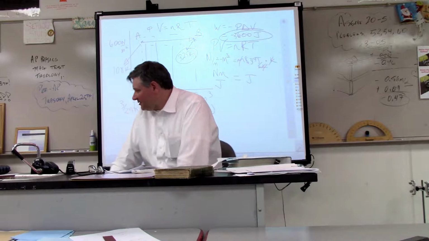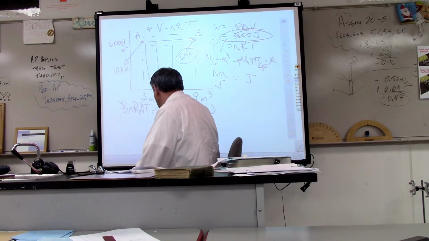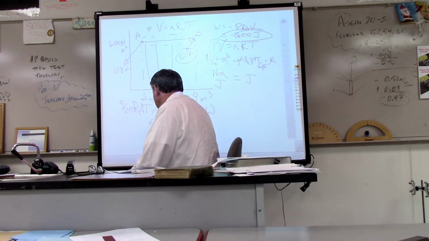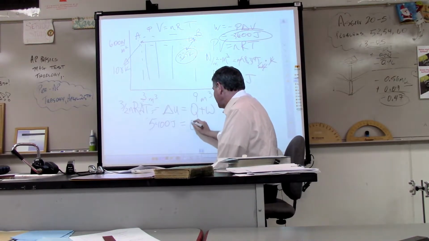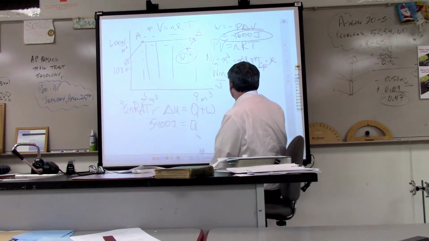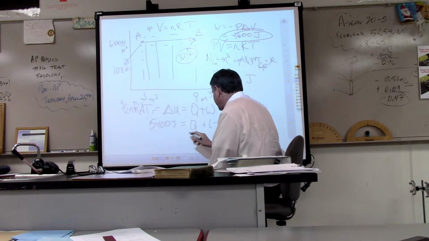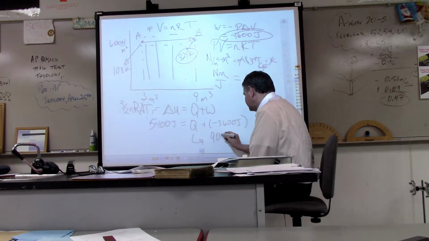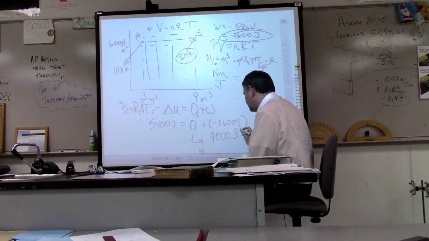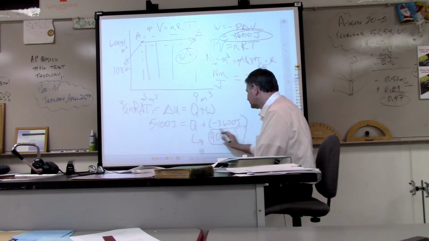Okay, so what'd you get for delta U? It should be like 5,400, if I remember. Is that right? Yes. I got 5,400 joules, and then they asked you to solve for Q. Your work is negative 3,600. So therefore, your Q value is 9,000 joules. It's not over 9,000. That's a critical number. If it's over that number, you're in trouble.